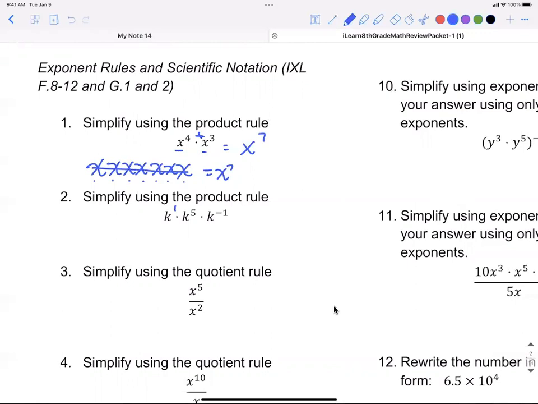Every variable, every whole number has an exponent. If it's not there, it's a 1. So we've got the base, keep your base. So k, we're going to keep the k. 1 plus 5 is 2, minus 1 is 5.